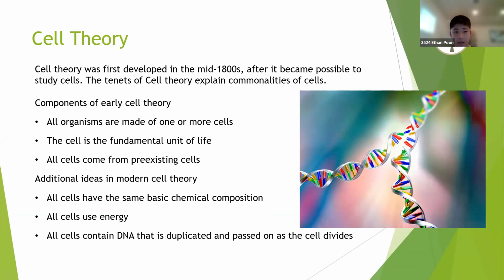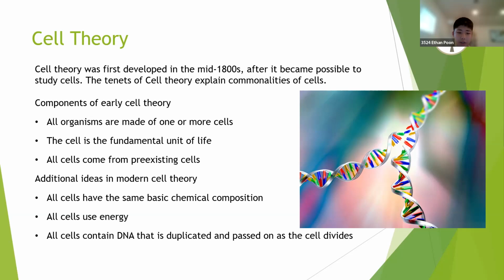So cell theory. Centuries after cells were first observed, people started to find some similarities between cells. What they discovered early on is that all organisms are made of one or more cells. Cells are a fundamental unit of life, and all cells come from pre-existing cells.